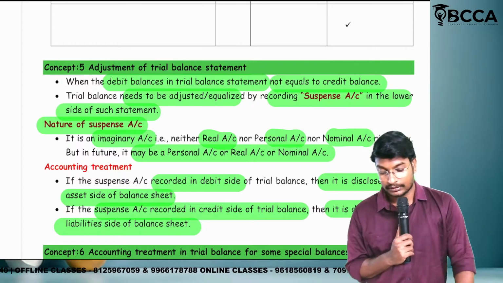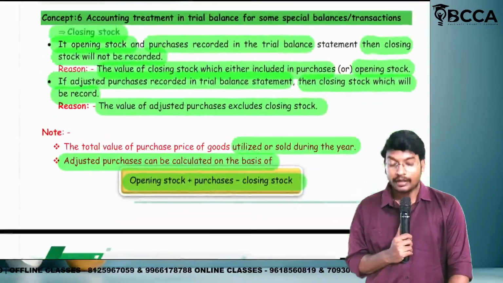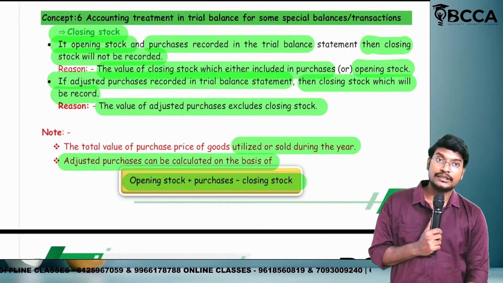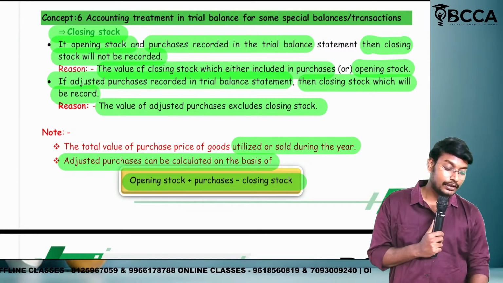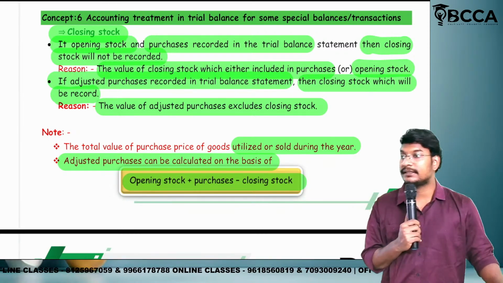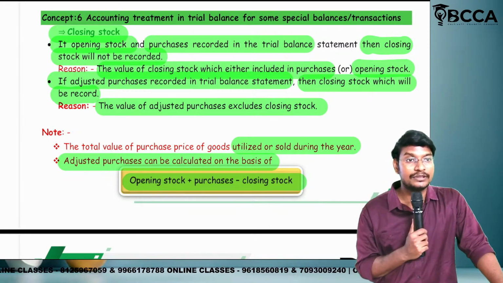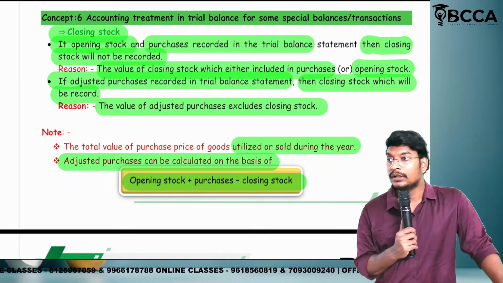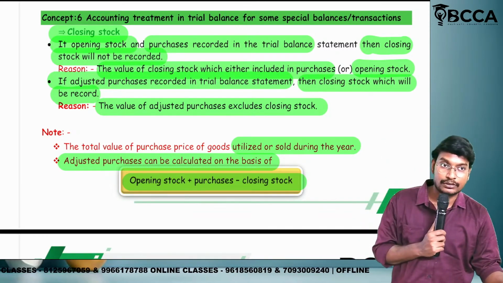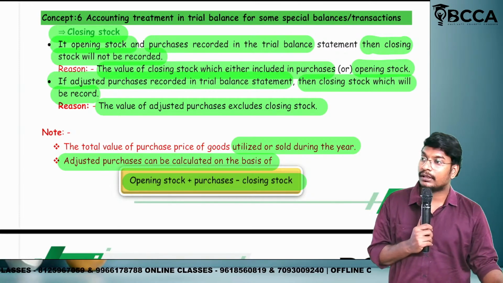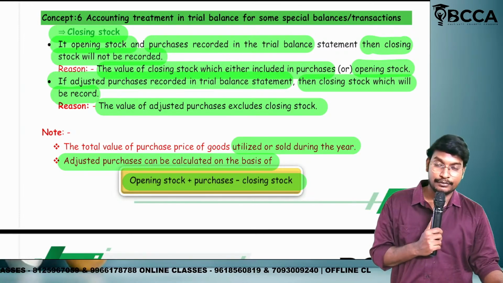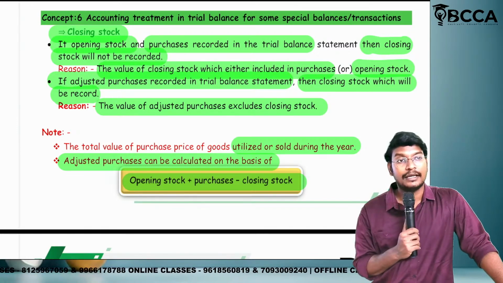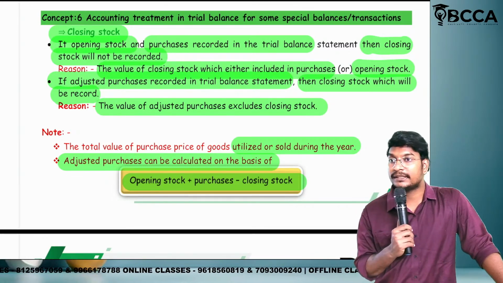By using this trial balance, we can easily prepare the final accounts. Next, we have the adjustments. First adjustment is closing stock. Closing stock will be recorded in the trial balance only if you record the adjusted purchase in the trial balance. Otherwise, we will not record the closing stock. What is the meaning of adjusted purchase? Opening stock plus purchase minus closing stock. Then only will we record the closing stock in the trial balance. So adjusted purchase should be recorded on the debit side of the trial balance, and the closing stock also should be recorded on the debit side of the trial balance.